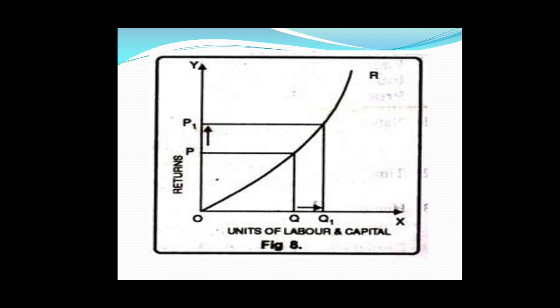Here we can see that when variable factors, that is labor and capital, increase from Q to Q1, output also increases from P to P1, which is higher than the increase in factors of production. That is, here the distance from Q to Q1 is less than the distance from P to P1. That is, the increase in output, or the increase in returns, is greater than the increase in variable factors. So this is the case of increasing returns to scale.